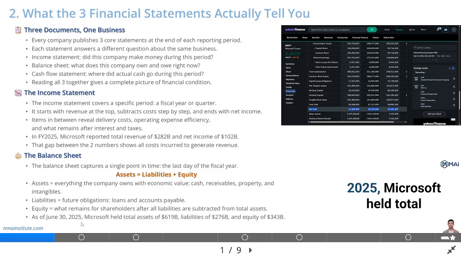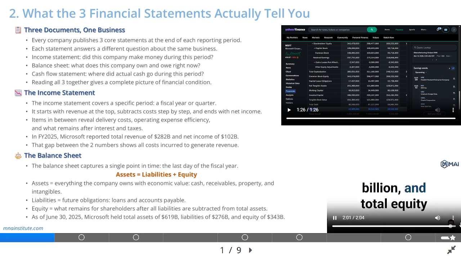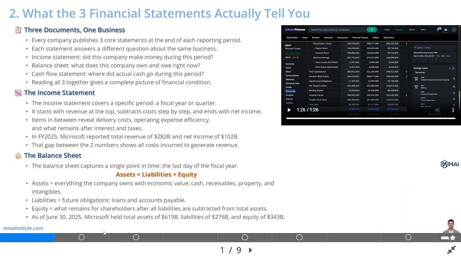As of June 30, 2025, Microsoft held total assets of $619 billion, total liabilities of $276 billion, and total equity of $343 billion.